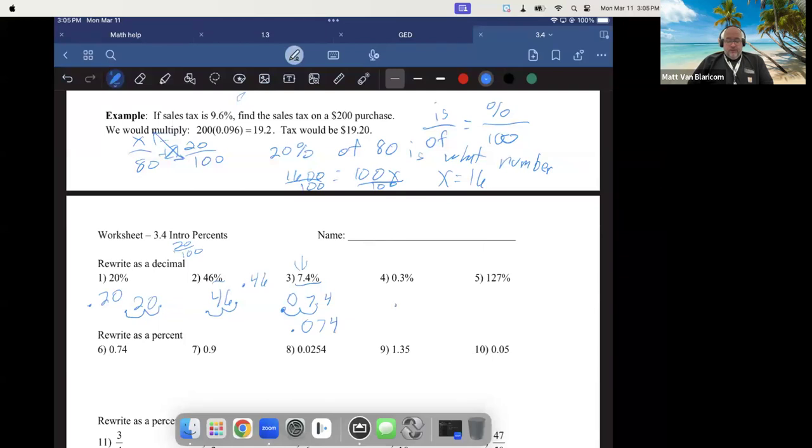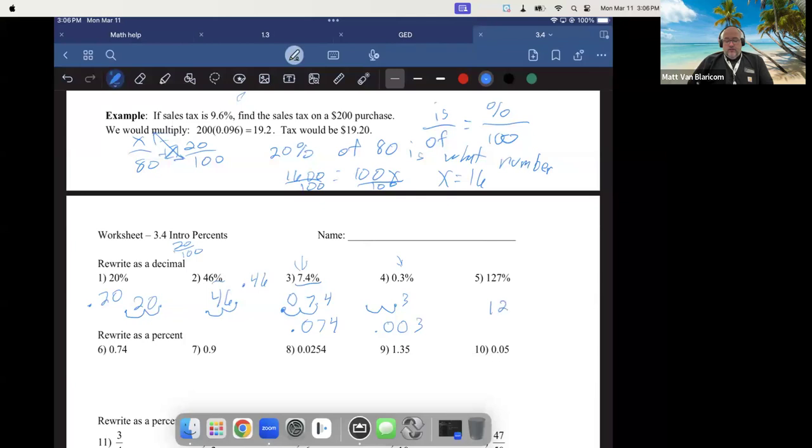Same thing goes here. We have 0.3. Now on that, this is 0.3%. This is less than a whole percent. So it might throw me off a little bit, but I'm going to move that over 1, 2, and get 0.003. Here's 127%. Great chance to look at anything greater than 100%.